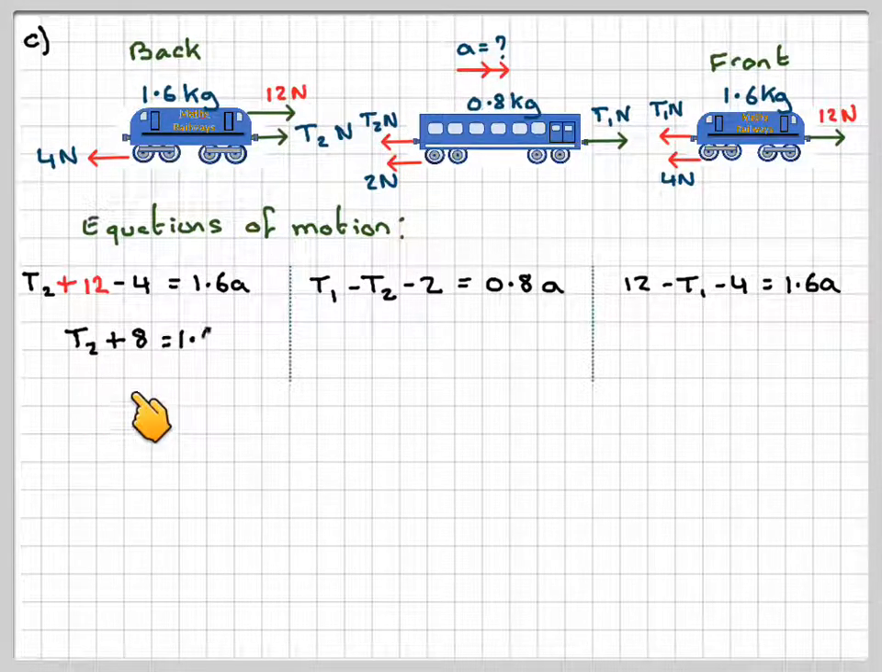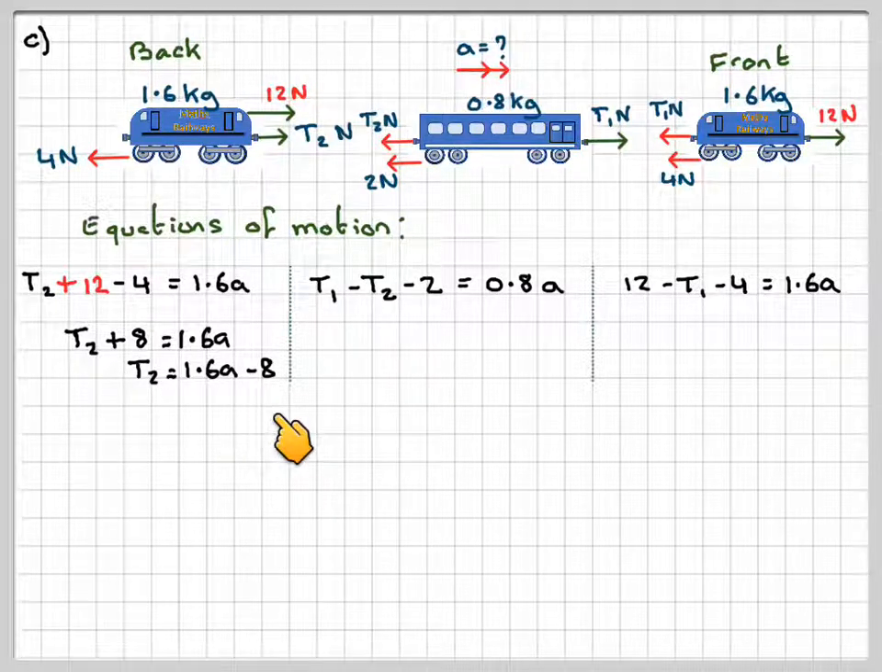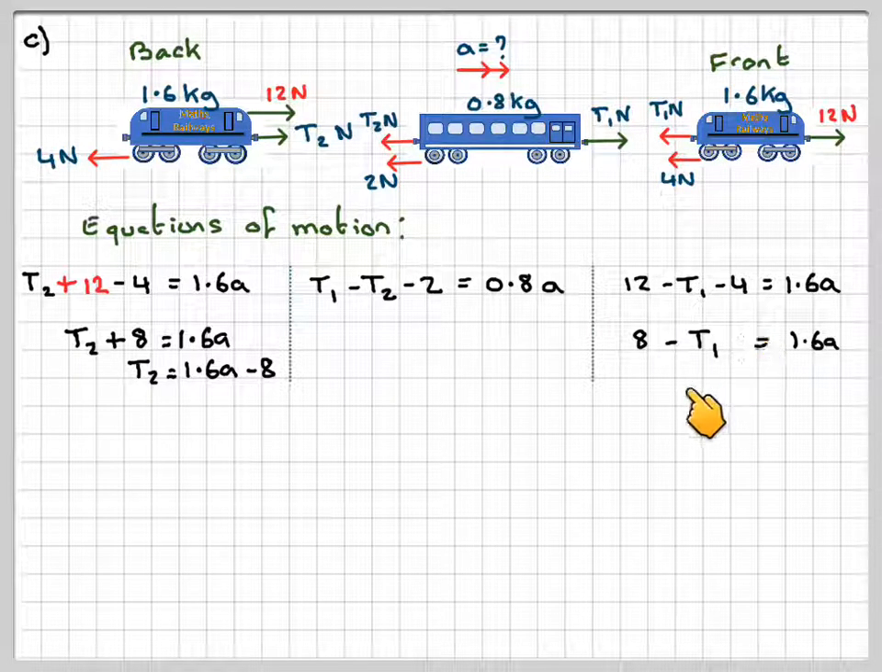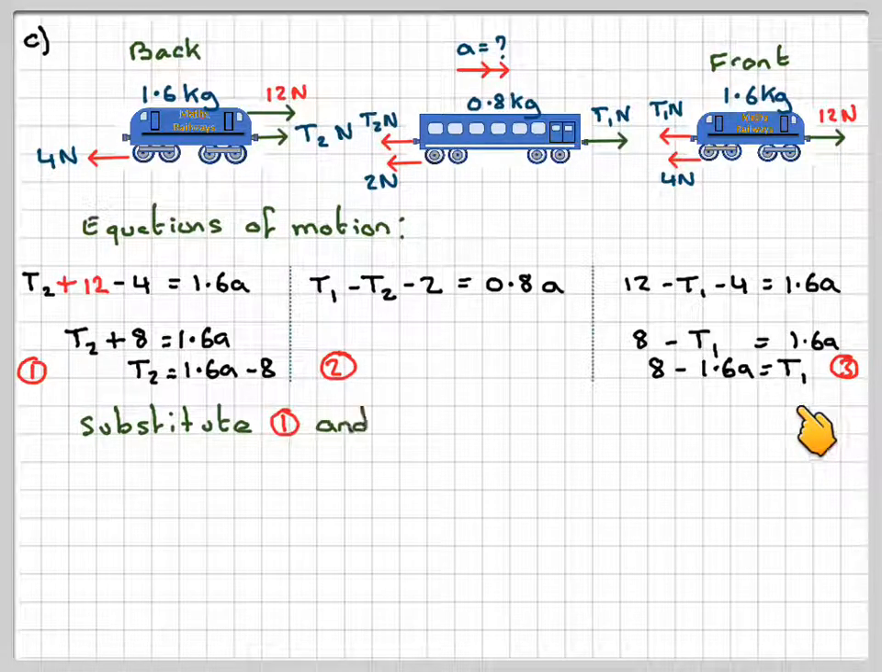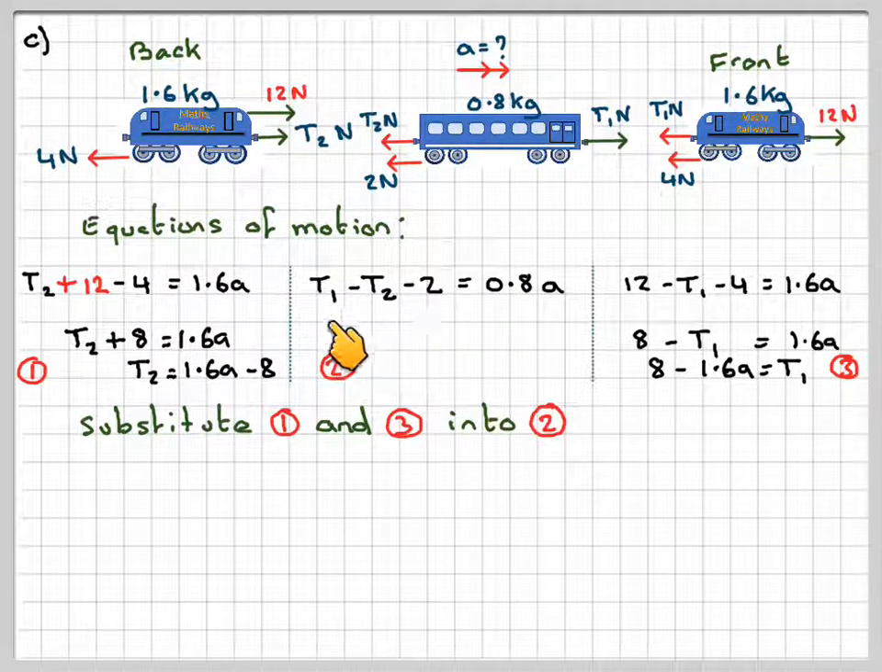Simplifying these a little bit, we're going to get T2 plus 8, 12 minus 4, is equal to 1.6A. And that gives that T2 is 1.6A minus 8. This one will become 8 minus T1, 12 minus 4 is 8, is 1.6A. Therefore, T1 will be 8 minus 1.6A. We'll call that equation 1, we'll call that equation 2, and we'll call that equation 3. And what we're going to do, we're going to substitute 1 and 3 into 2, and that will make that equation in terms of A only, and then we'll substitute back to get T1 and T2.